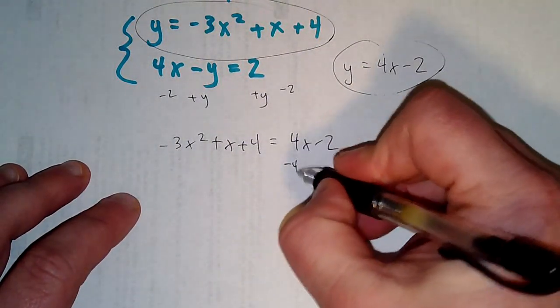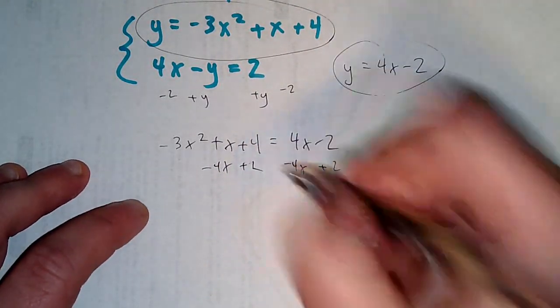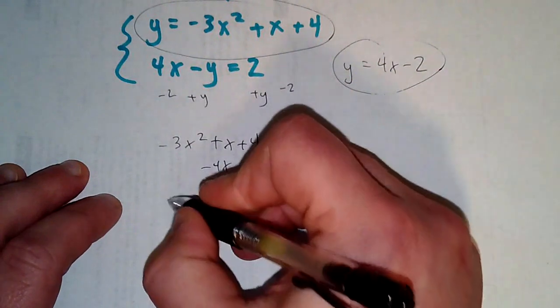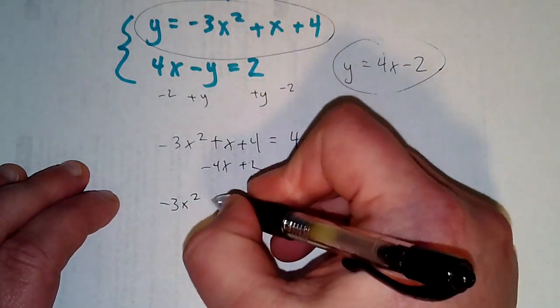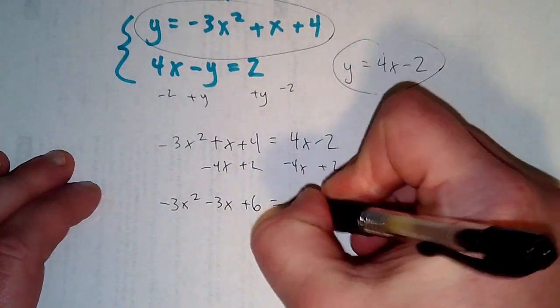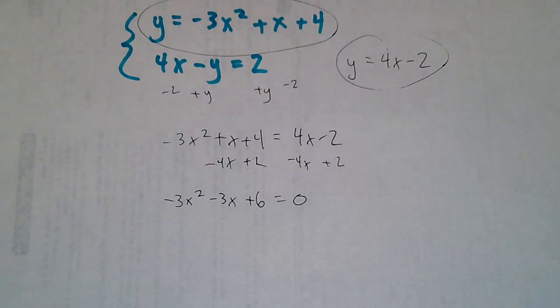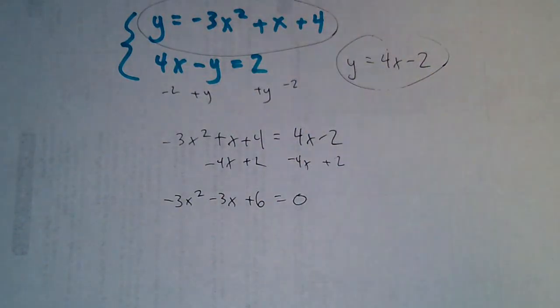So we need to move the 4x over, and we need to add the 2 over to get 0 on this side. So now we have negative 3x squared minus 3x, let's see, that's going to be plus 6. So now we're looking at a nice standard form quadratic. And from here, we can do one of two things. We can either solve it by factoring, or we can solve it with the quadratic formula.